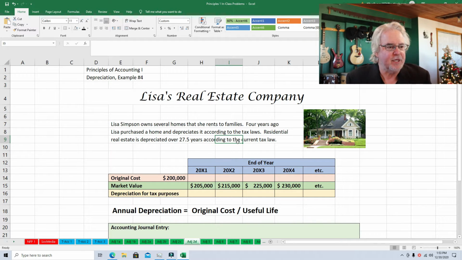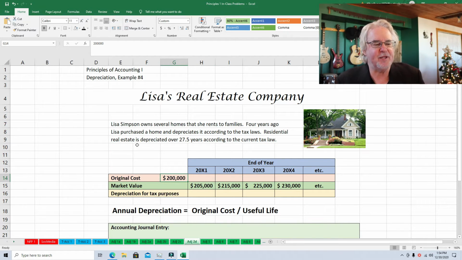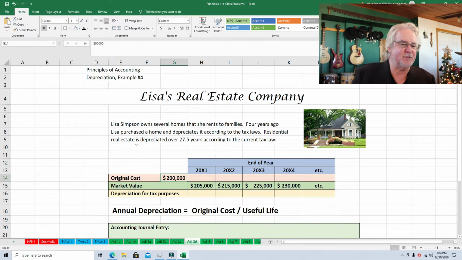So here we go. So we've got Lisa's real estate company. And Lisa, what she does is she buys homes and she rents them out to families. And this particular house, this beautiful house, she purchased for just $200,000. I don't know how realistic that is, but it's a beautiful house, and Lisa got it for $200,000.